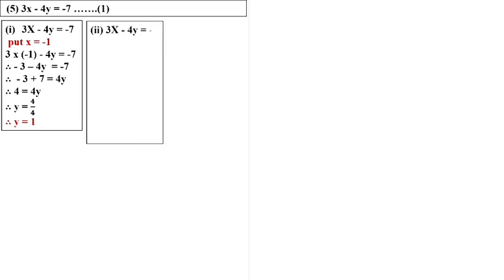Same way we will solve the second one. Put the x value as 3. 3 times 3 is 9, minus 4y equal to minus 7. So minus 7 will come to the left side and become plus 7. 9 plus 7 is 16. Now y equal to 16 divided by 4. 4 times 1 is 4, 4 times 4 is 16. It means the y value is 4.